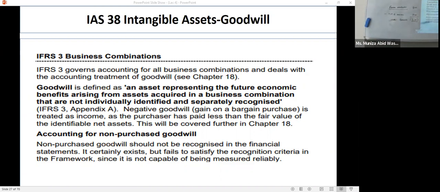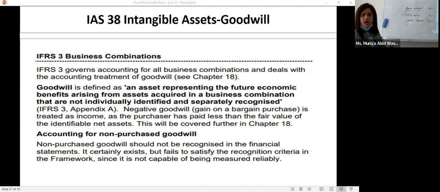Now, negative goodwill, I am reading from here. Negative goodwill, gain on bargain purchase, is treated as income. The business which is paying lesser than the net assets of the business is going to treat this negative goodwill as its income in the statement of profit or loss because it has paid lesser as compared to the net assets of the subsidiary. So negative goodwill is treated as income as the purchaser has paid less than the fair value of the identifiable net assets. This will be covered further in chapter 18, accounting for non-purchased goodwill.